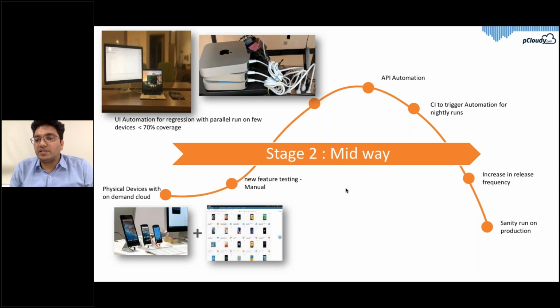and the teams are able to run it nightly or based on certain schedules that they have for the releases. And this helps them increase the release frequency from what we saw in stage one, which was once in a few weeks. This brings it down to maybe multiple times in a week. And because now they have the automation runs which can be triggered through CI, there could be scheduled runs on the production as well. So this helps them do some kind of synthetic monitoring on the production as well. So that's typically what we see as a mid stage of maturity for organizations.